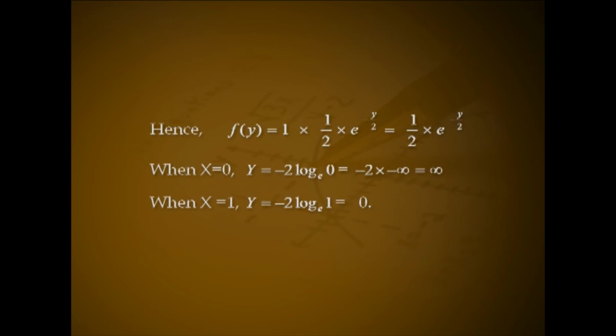When x equal to 0, y equal to minus 2 log 0 to the base e, that is minus 2 into minus infinity, that is plus infinity. When x equal to 1, y equal to minus 2 log 1 to the base e, that is equal to 0. Then the range of variation of y is from 0 to infinity. Hence, the PDF of y is f of y equal to 1 by 2 into e raised to minus y by 2 over 0 less than y less than infinity.